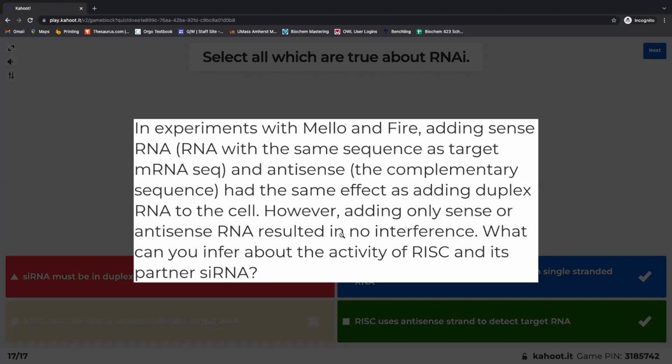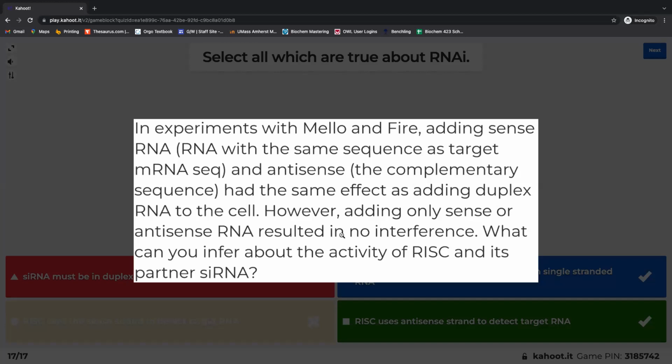The duplex is made up of a sense and an antisense. It's like coding and non-coding, those are complementary to each other. And the same kind of thing here, where sense and antisense are complementary to each other.